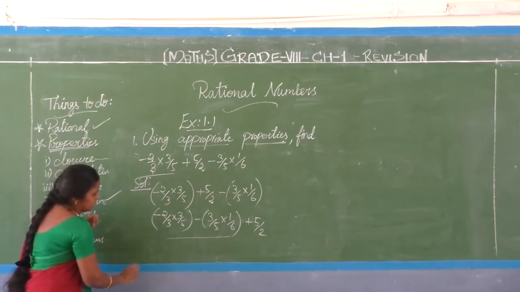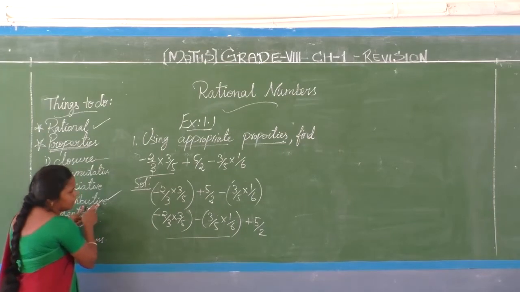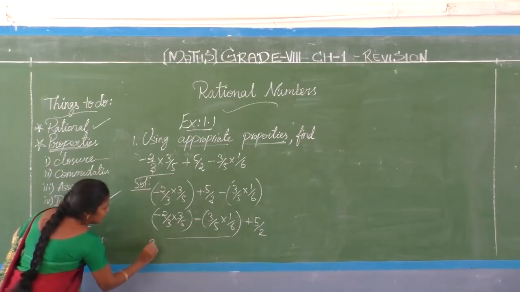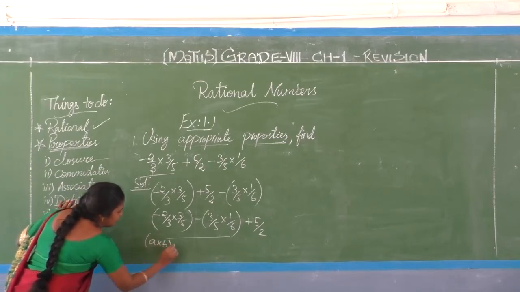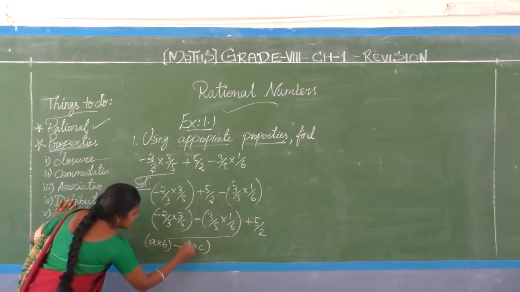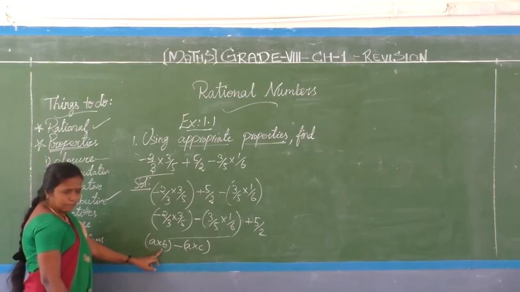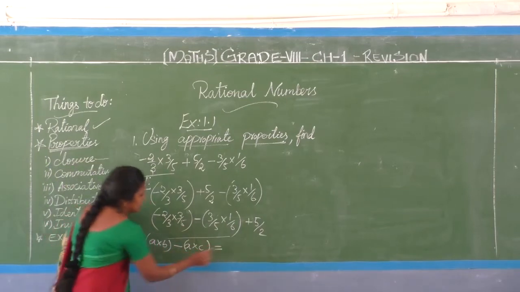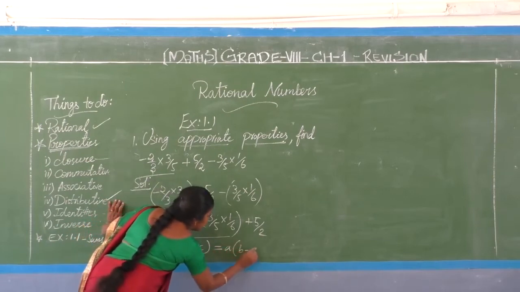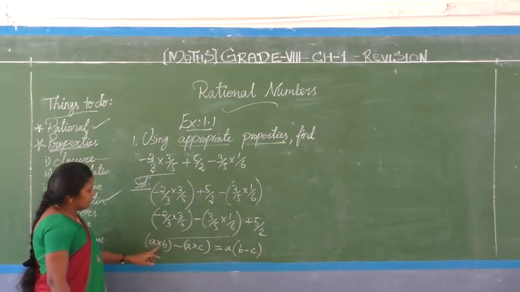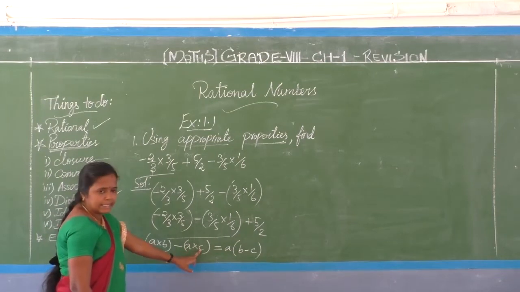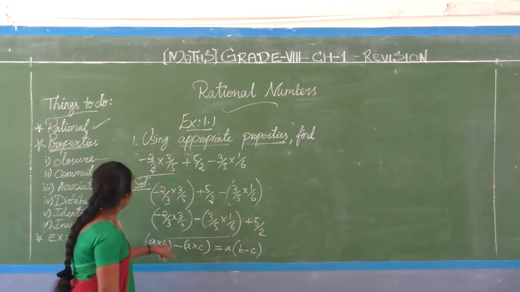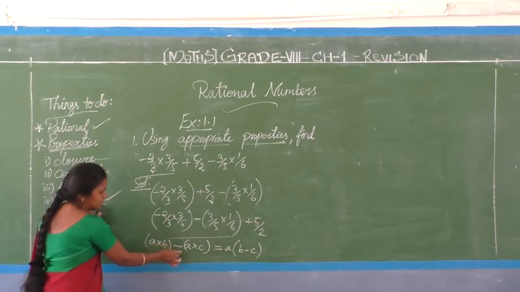How is it coming? See, what is the distributive property of multiplication over subtraction? A into B minus A into C. Clear? A into B minus A into C is equal to what? A into (B minus C). Clear? A into B minus A into C is equal to A into (B minus C). This is the distributive property of multiplication over subtraction.